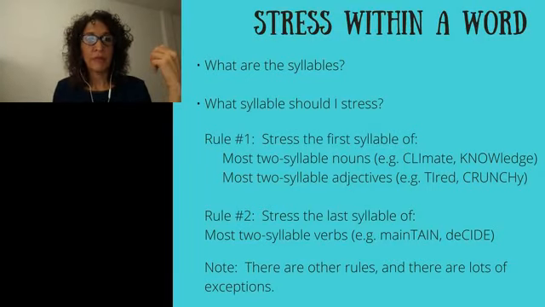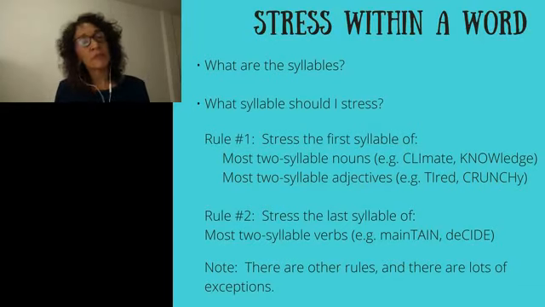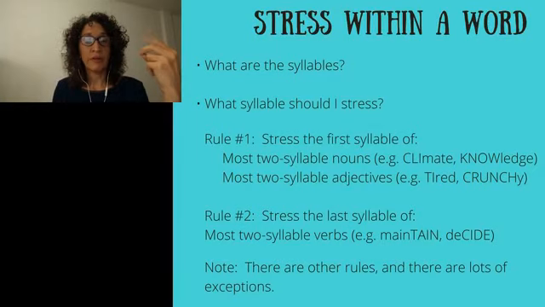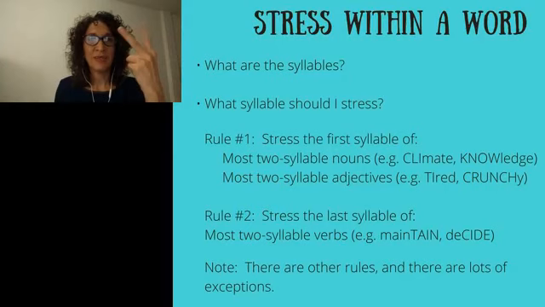The second part of the rule says you should stress the first syllable in most 2-syllable adjectives. So just to remind you, an adjective is a word that describes a noun. It describes a thing. So we have the adjective here, tired. Oh, I'm so tired. Tired has 2 syllables, and the rule says to stress the first one. So tired, tired. The second adjective is crunchy, crunchy. 2 syllables, we're stressing the first one.